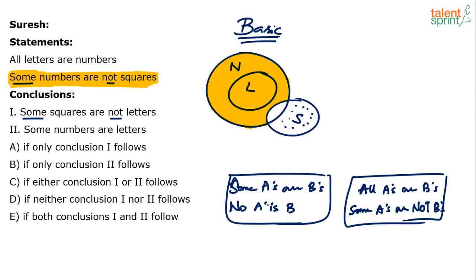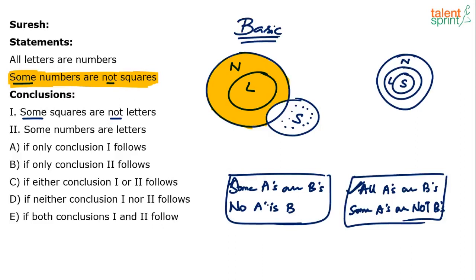Are you able to follow? Draw the diagram. Some squares are not letters. I'm trying to do that. I'm taking all the squares. I'm taking this part. All squares are letters. So all the squares are letters, and all letters are numbers.